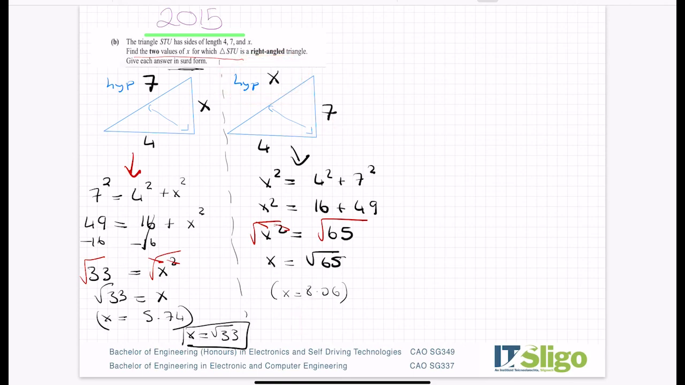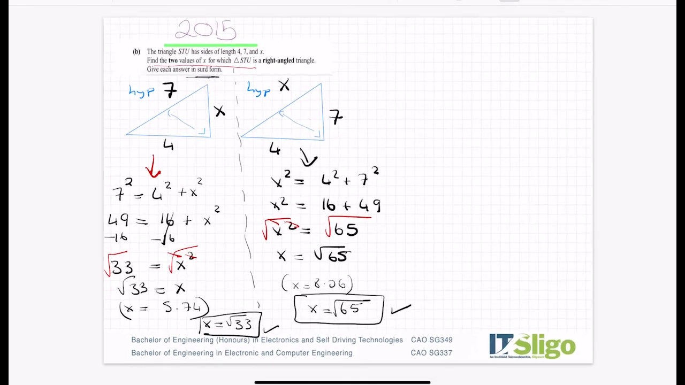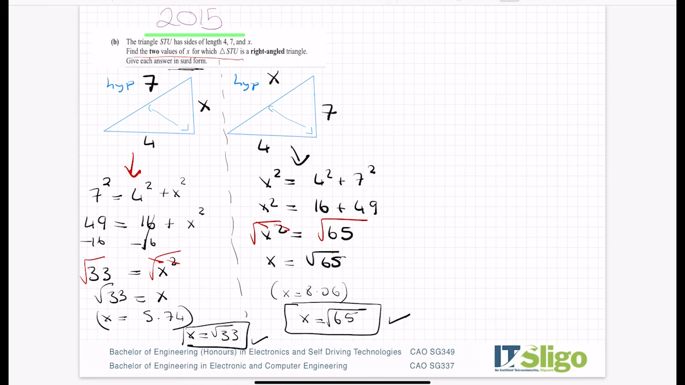But my answer, they want it in surd form, and a surd is just a square root in your answer. That's all surd is. It's another type of way of writing a number. You have fraction, decimal, percentage, surd. So there's your two values of x. And that was part B of the 2015 question.